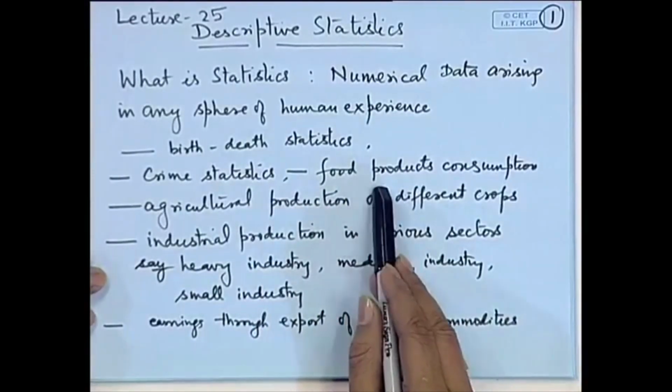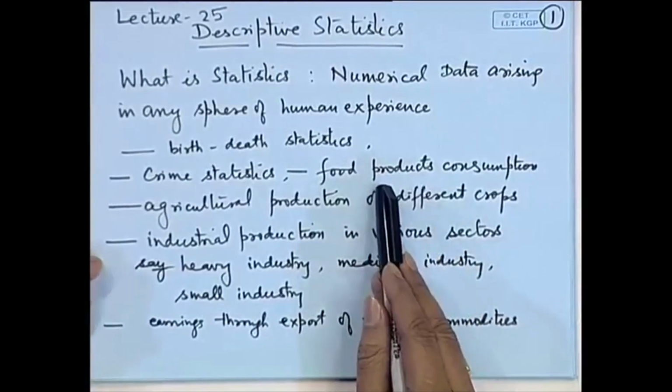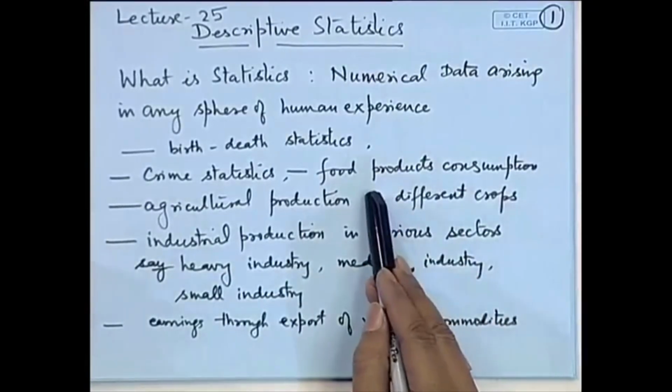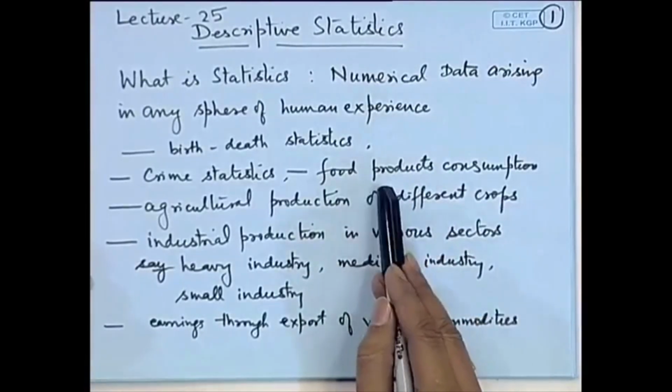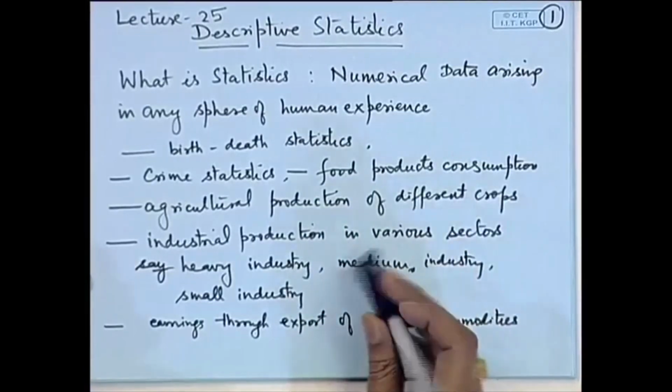A certain market may keep a record of the consumption of food products of various types. For example, what is the market for, say, South Indian dishes, what is the market for consumption of, say, Chinese dishes. So, the data on that comes under food products consumption.